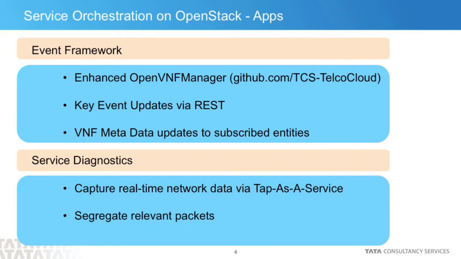In order to achieve this, we have built an event framework into this orchestrator. We have the OpenVNF manager on GitHub, and it is able to post these events via REST API. Now, why does it have to post these events? It could simply expose an API through which you query. In that case, you end up going in a loop and continuously querying because you do not know what is actually happening in the background. To avoid that, we are pushing the updates to anyone who has subscribed to those particular resources.